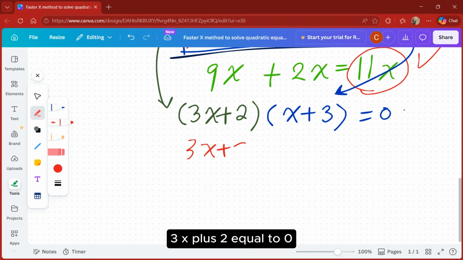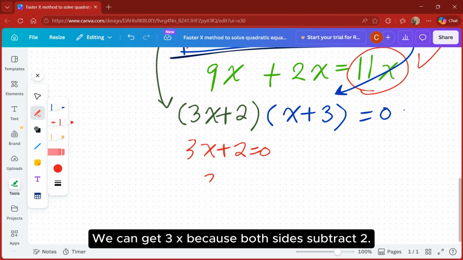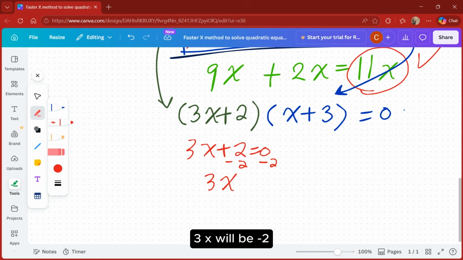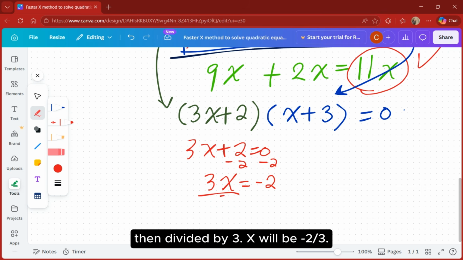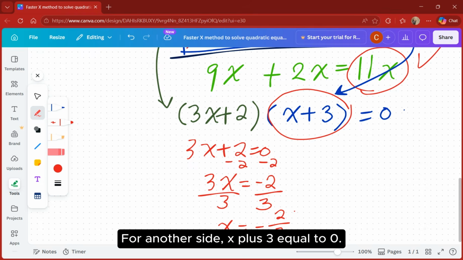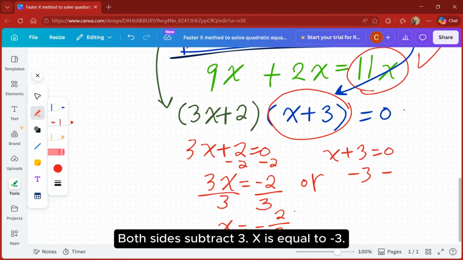3x plus 2 equal to 0. We can get 3x because we subtract 2 from both sides. So 3x will be negative 2. Then divided by 3, x will be negative 2 over 3. Another side, x plus 3 equal to 0. So subtract 3, x equal to negative 3.